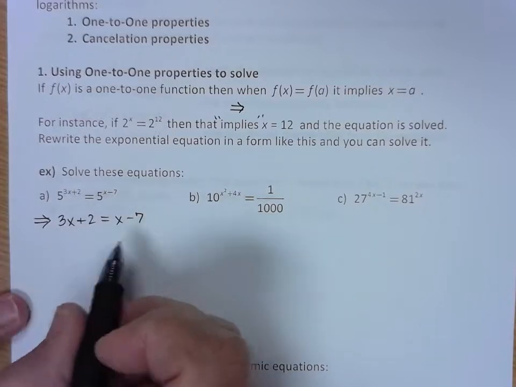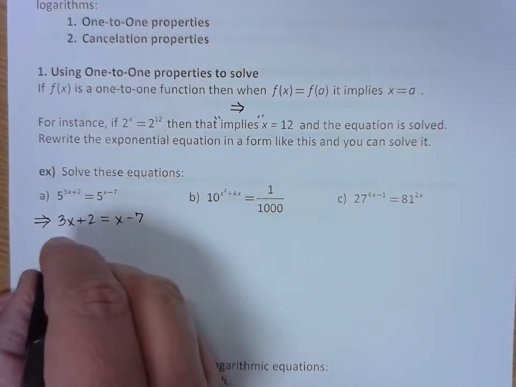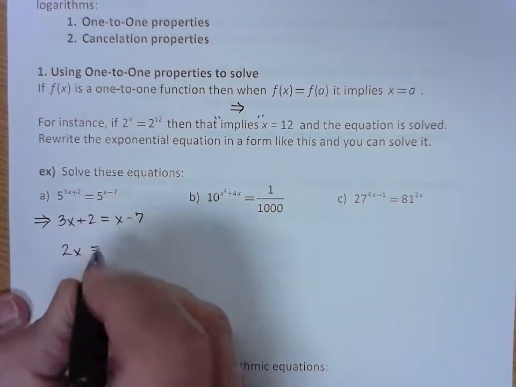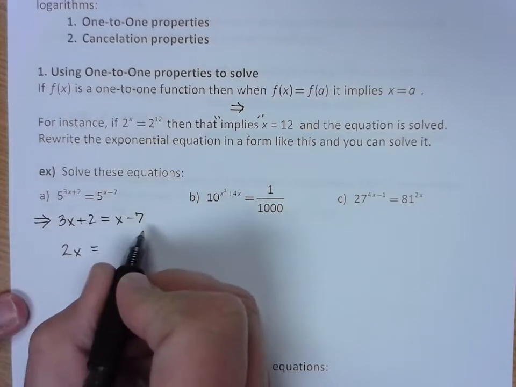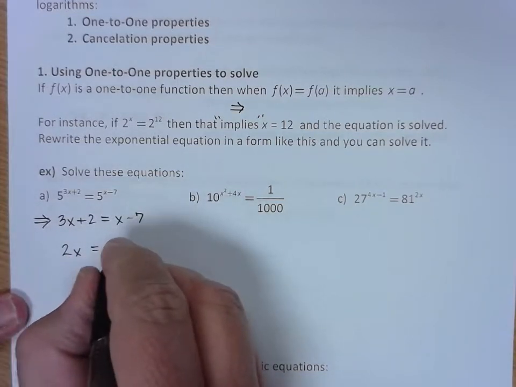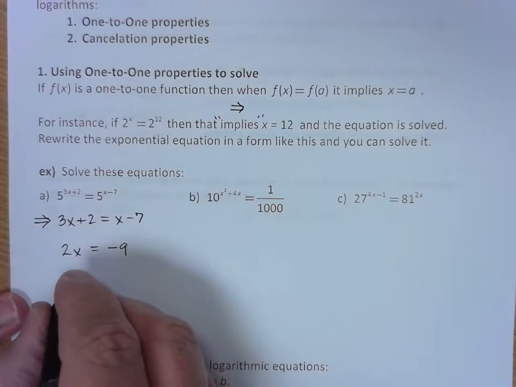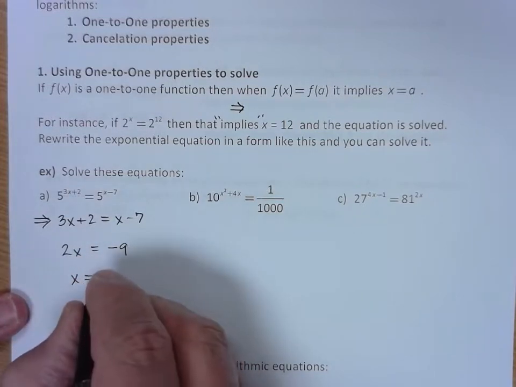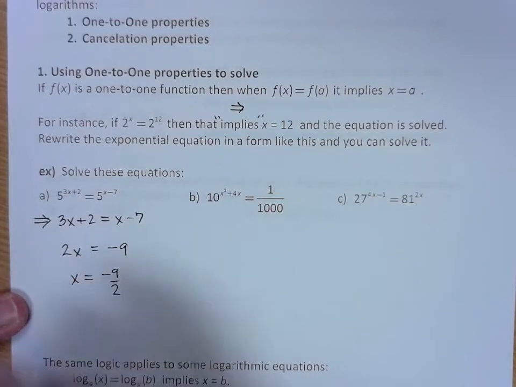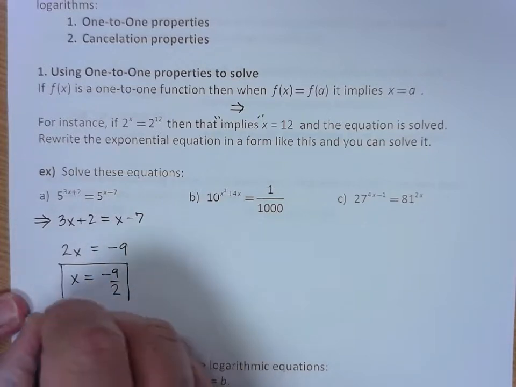Get the x's on one side, so subtract your x from 3x. You get 2x on the left. Subtract 2 from both sides. That gives you 2x equals negative 9. So this equation is true if x equals negative 9 halves. And that's the solution to the equation.